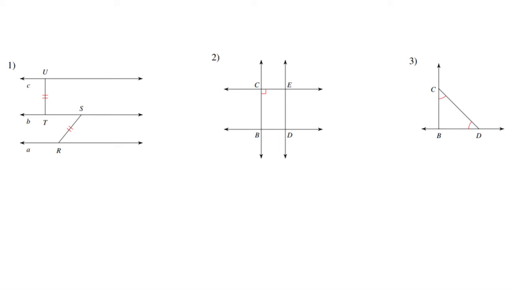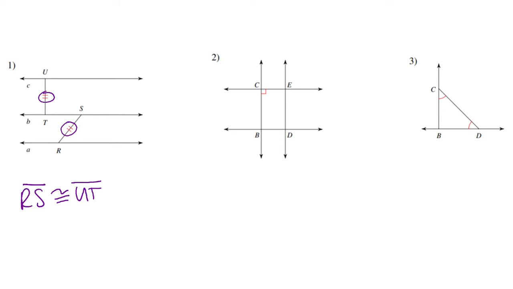So the first thing we see on number 1 is that we have these little tick marks here on these line segments. And because they both have 2 tick marks, it means we can say that those line segments are congruent. And the way we write that is RS is congruent to UT. And you want to have the line segments over top of the letters RS and UT.